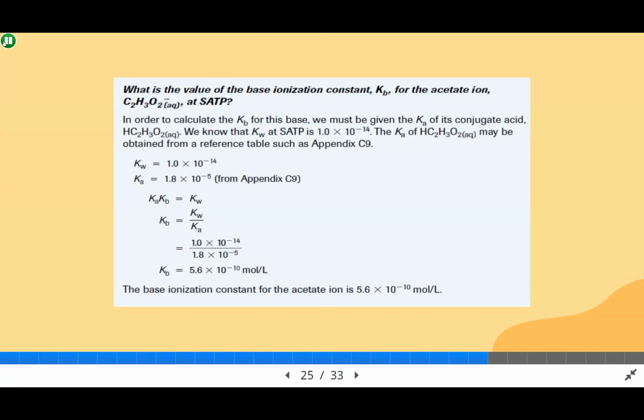In the tester, you'll be given what the Ka is. In this case, the Ka is 1.8 times 10 to the negative 5, which was taken from your chart in the appendix. We can write our mathematical expression, Ka times Kb equals Kw, rearrange for Kb, which is Kw over Ka, plug in our two values, and we get a Kb, the base ionization constant for the acetate ion, of 5.6 times 10 to the negative 10 moles per liter.